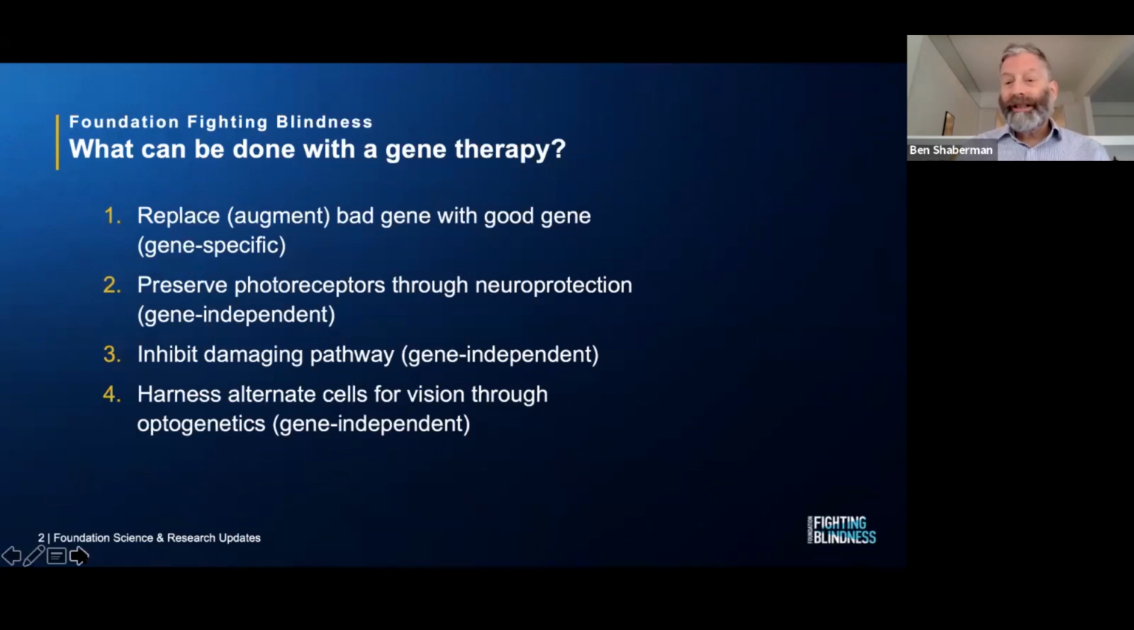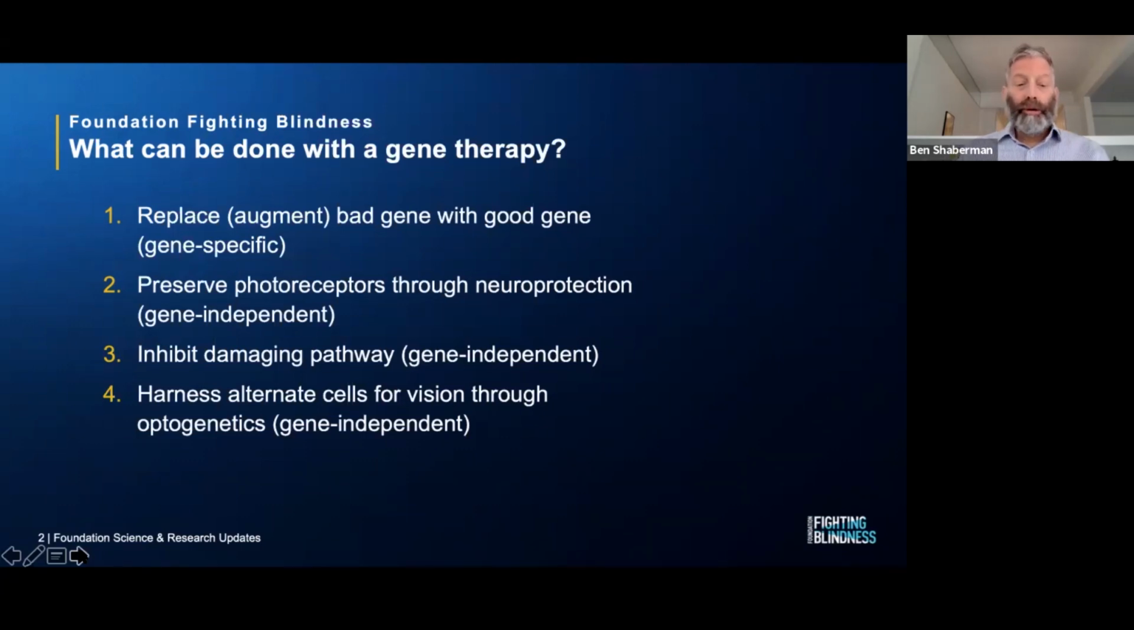This is a gene-independent approach, so it's designed to work independent of the mutated gene causing the retinal disease. And with neuroprotection, the gene therapy is leading to the production of a protein or proteins that help keep the retina healthy, that help preserve rods and cones to thereby preserve vision. Again, this is designed to work independent of the mutated gene.